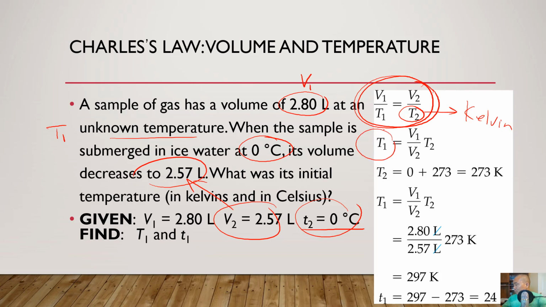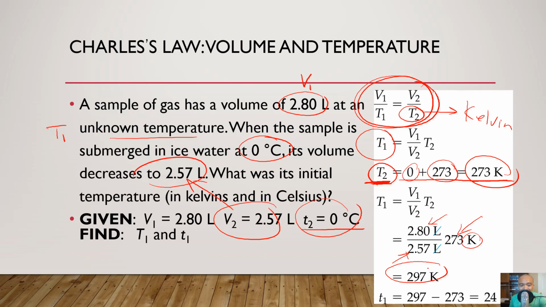So we can find out T1. And do remember, convert T2 to Kelvin scale. 0 plus 273 gives you the Kelvin temperature. That's 273. So substitute all the numbers in, V1, V2, and T2 in Kelvin scale. So first, you find out the unknown temperature to be 297 Kelvin.